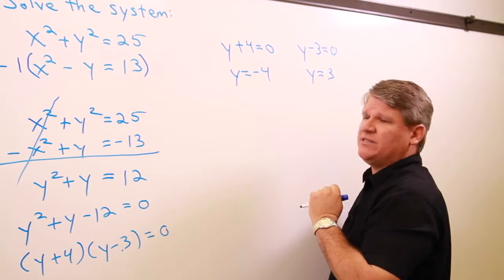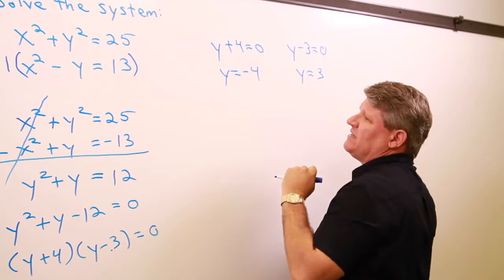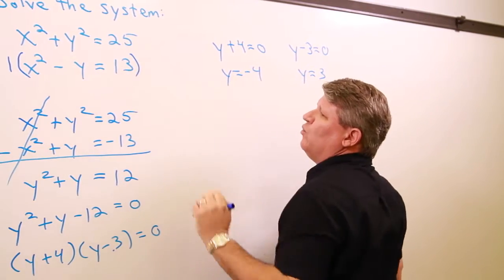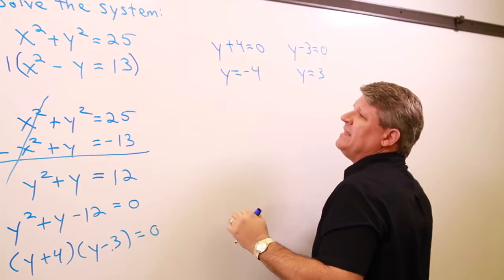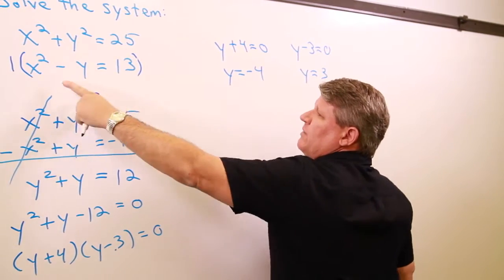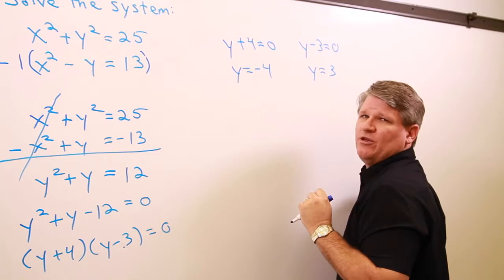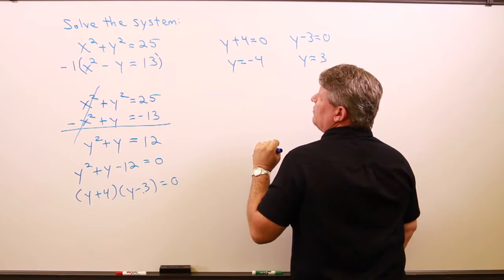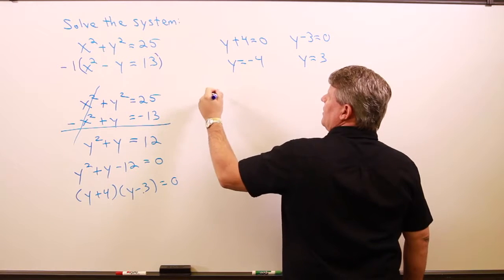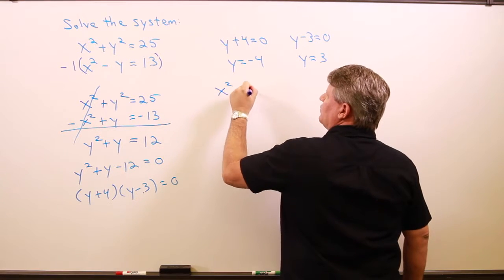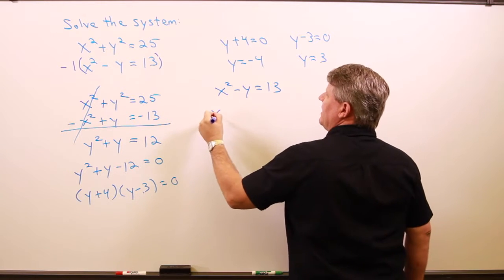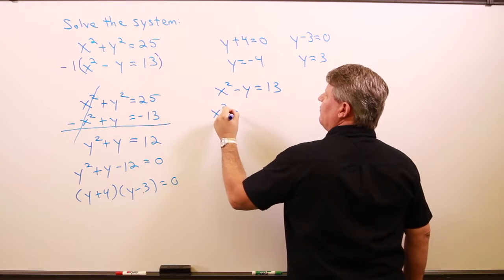I only have y's. In order to get my x's, I need to take my answers and plug them back into one of these two equations. It technically doesn't matter which, but I'm going to go with my second equation. I think it'll be easier to work with. So if I take my negative 4 and plug it back into x squared minus y is equal to 13, I replace the y with a negative 4.